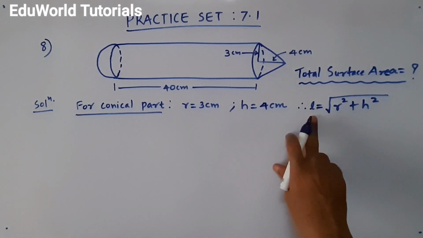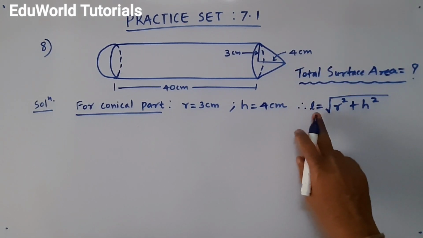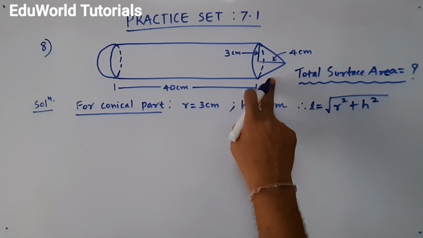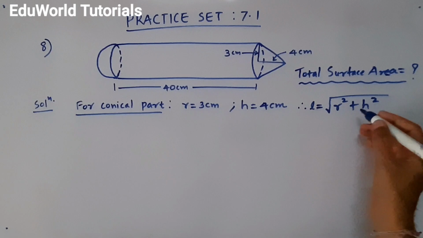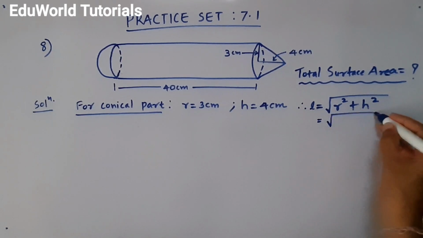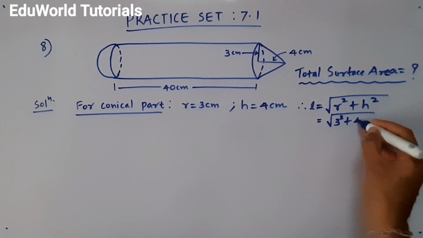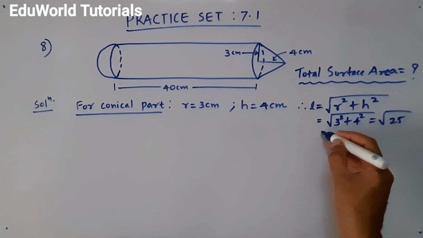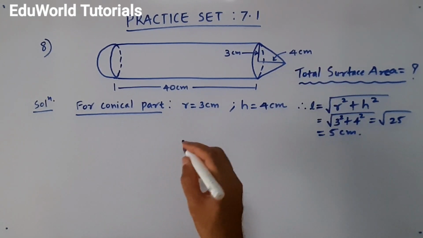So to find the slant height. Why do I want to find slant height? I will have to find the slant height because to find the curved surface area of the cone, the formula is pi r L. So we don't have L, we will find it like this. The formula: L is under square root r square plus h square. This is equal to under square root 3 square plus 4 square, which is nothing but 9 plus 16, which is square root of 25, which is equal to 5 centimeter. So the slant height is 5 centimeter.